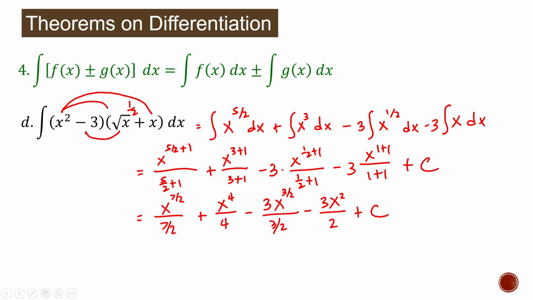Now we have two terms here that are complex fractions, so let's simplify them and finalize this. So the denominator 2 goes there on top in the numerator, so that's 2x raised to 7 over 2 over 7 plus x raised to 4 over 4 minus, so that 2 again goes on top, multiply that by 3, but there's a 3 here, so that's 6 divided by 3, which is 2, so we will cancel out the 3 basically. So 2x raised to 3 over 2 minus 3x squared over 2 plus c.